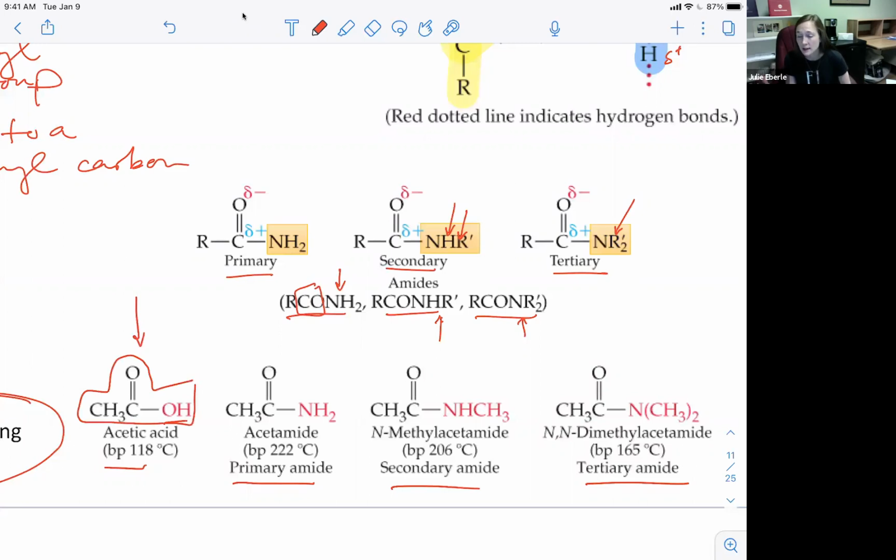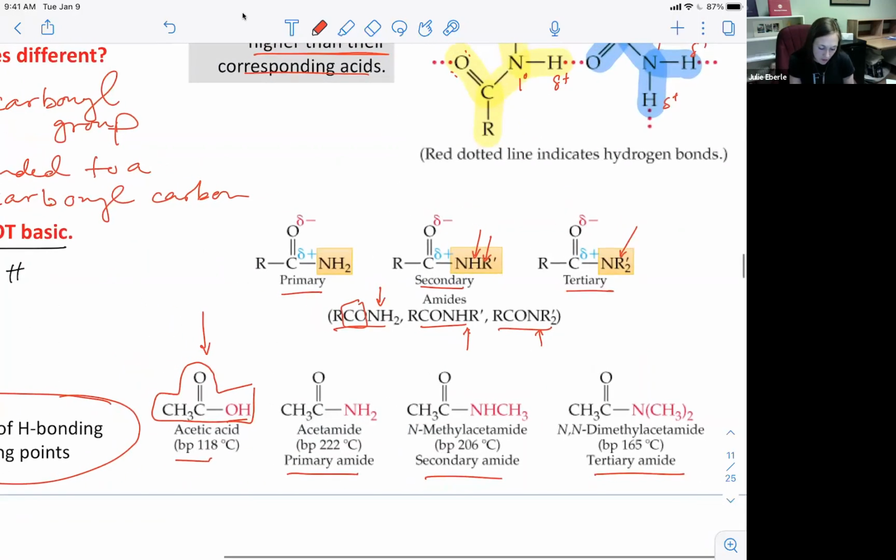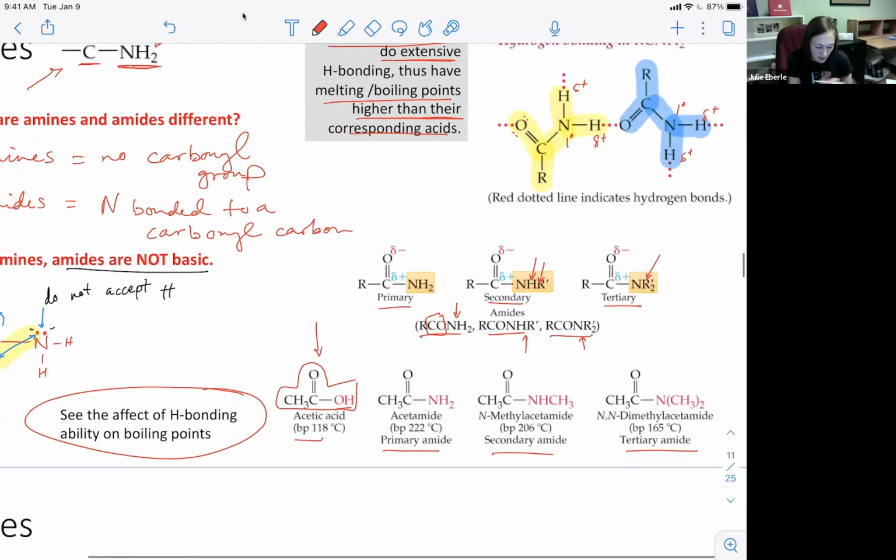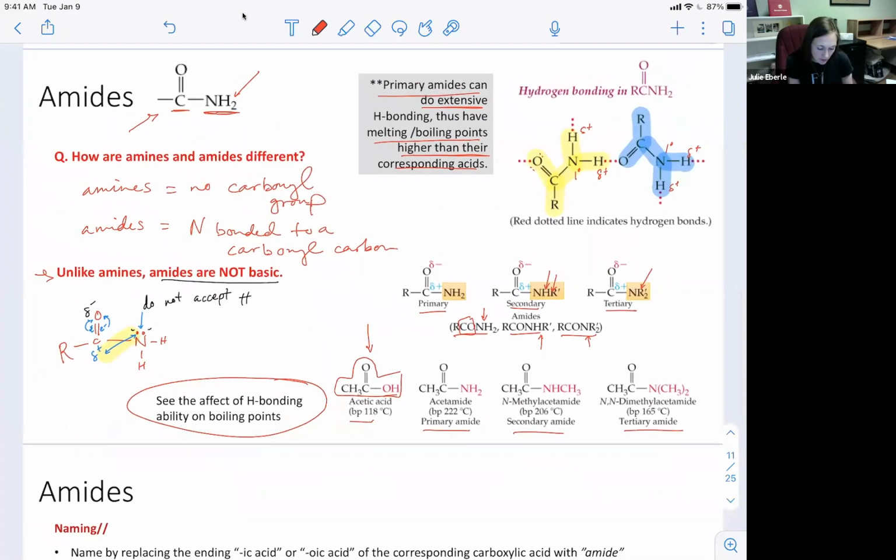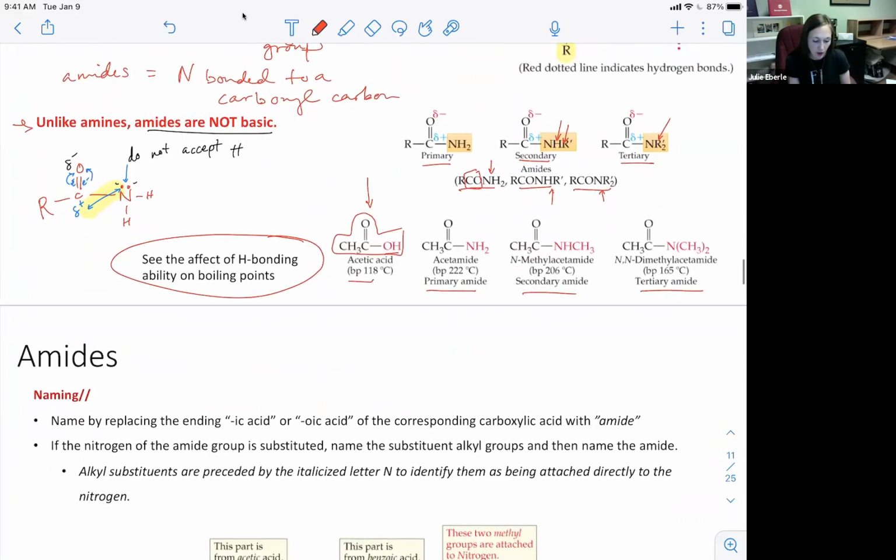So if I ask you on the exam, which has a higher boiling point, carboxylic acids or amides? You would definitely tell me amides. Or if I gave you two different molecules and asked you to put them in order of their boiling point, you would always put amides with higher boiling points.